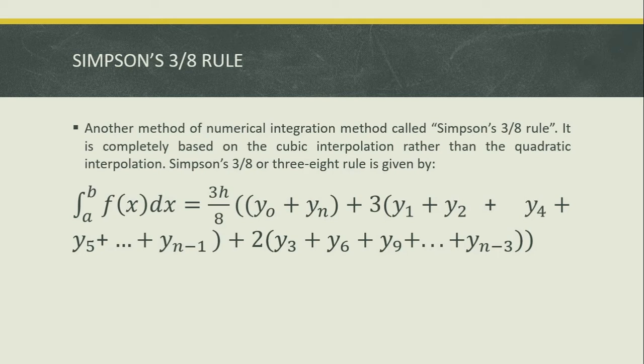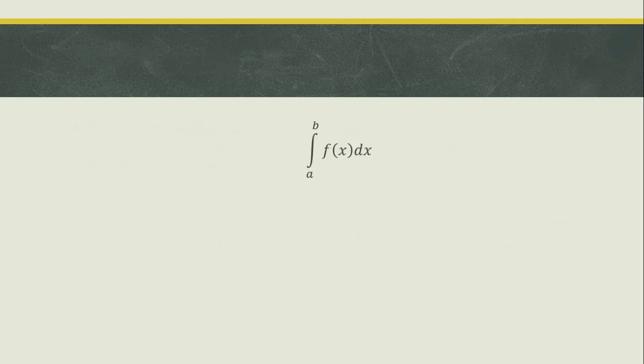Now, to know the answer of the definite integration using the Simpson's 3-8 rule, we must know the subinterval of the end points. So, for example, I have integration from a to b f of x dx. So, if I know the subinterval from a to b, makukuha natin yung value ng integration na to. So, basically, Simpson's 3-8 rule is used pag yung integration is difficult or much more complicated.